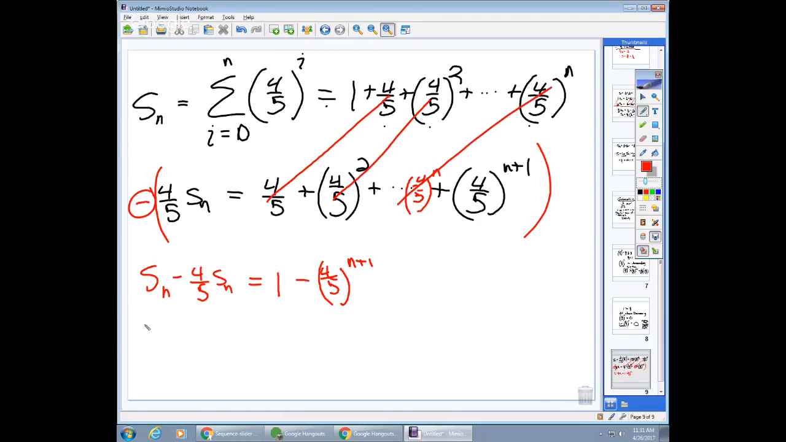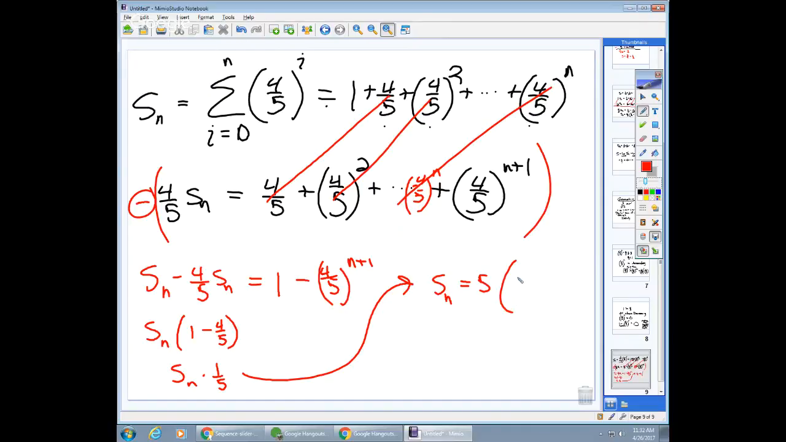I could factor out the s sub n, which would leave me a 1 minus 4/5 on that, my left side. And that could be more simply written as, 5 minus 4 is 1/5, right? So I'm going to have 1/5 of s sub n on this side, which I could just multiply over to the other side. So I think s sub n is equal to 5 times 1 minus 4/5 to the n plus 1. So now I have a shortcut.